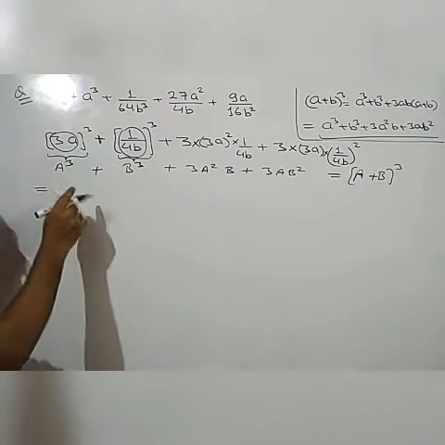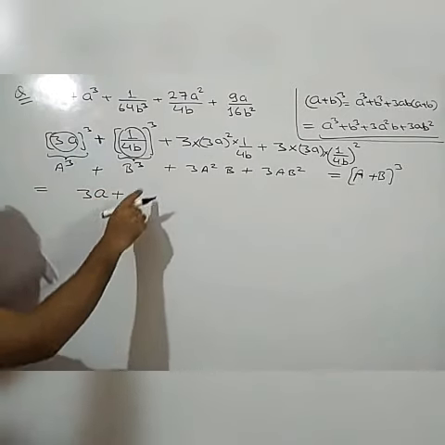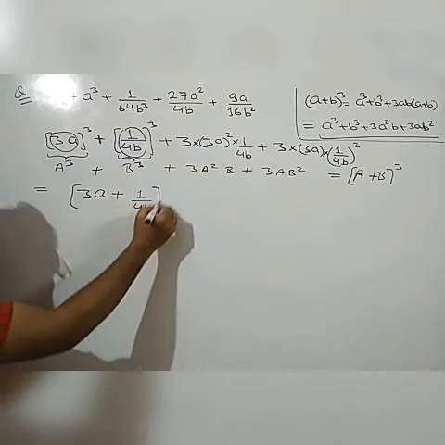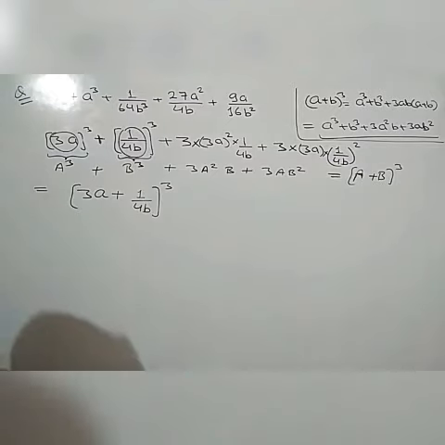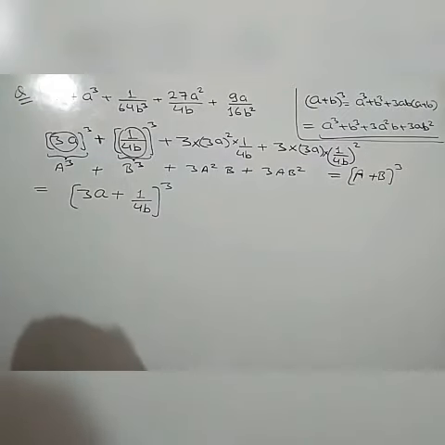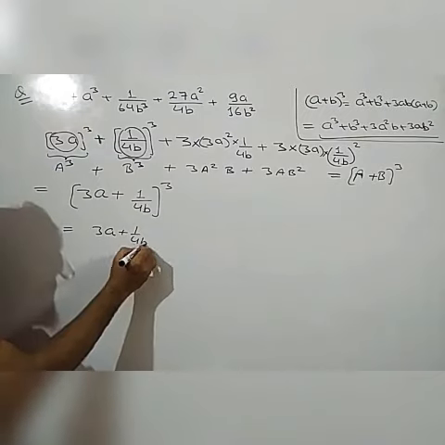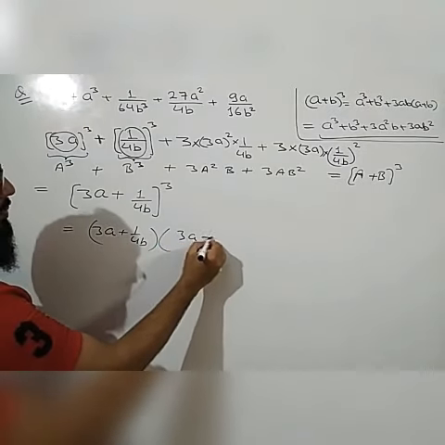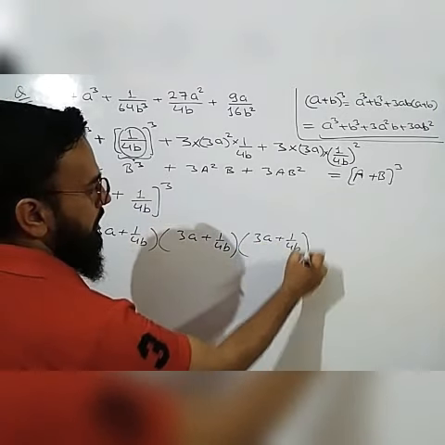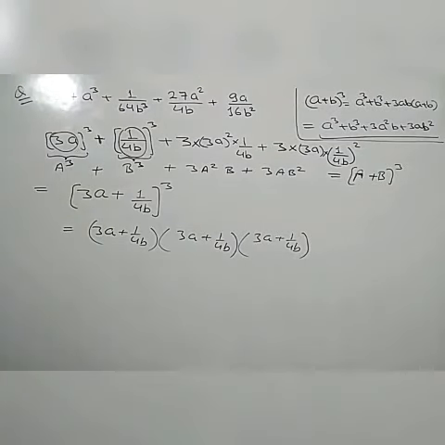So what is the value of a? At the place of a we will write 3a. It is 3a plus, what is b? At the place of b we will write 1 upon 4b, and its whole cube. So this particular expansion is converted as 3a plus 1 upon 4b whole cube, or we can write it as 3a plus 1 upon 4b into 3a plus 1 upon 4b into 3a plus 1 upon 4b. These will be the three factors of this term, and this is our answer.